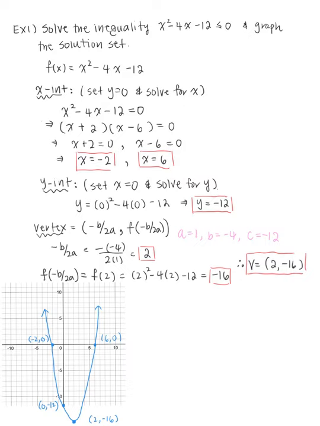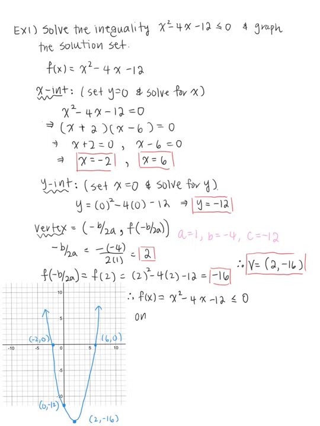So let me just write that out. Therefore, our f of x equals x squared minus 4x minus 12 dips below the x-axis, or same thing as less than or equal to 0, starting from negative 2. Now notice that our x-intercept is going to be included in our solution set because we're given the less than or equal to. Equal to means that we have to include our x-intercept.